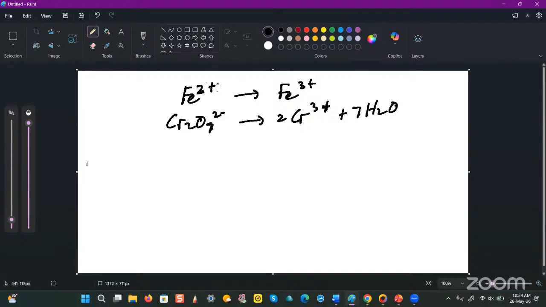Okay, so that's how we balance the oxygens. We balance the oxygens by adding water molecules. And you notice that I add the water molecules to this side so that there is enough oxygens here to balance out with the 7 oxygens on the left side.